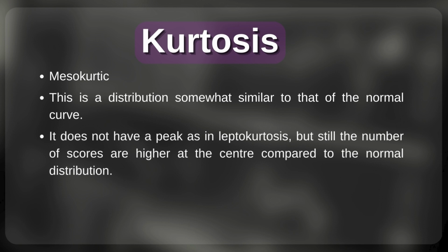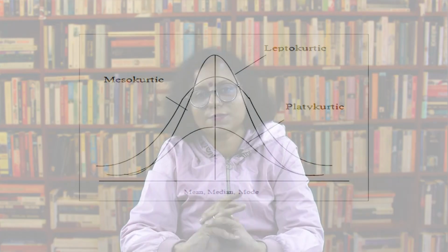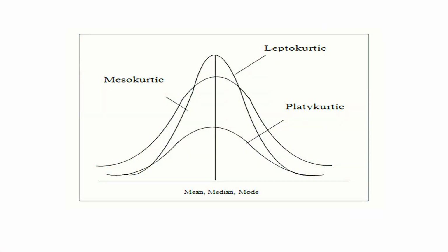That it appears to be a normal distribution, but the number of scores in mesokurtosis is more at the midpoint. What exactly is platykurtosis? It is a third type of kurtosis in which there are comparatively fewer scores at the center, which gives a flat look to the curve. So the curve is more of a flat shape. As you can see, all three types of kurtosis are represented in this diagram: leptokurtosis, mesokurtosis, as well as platykurtosis.